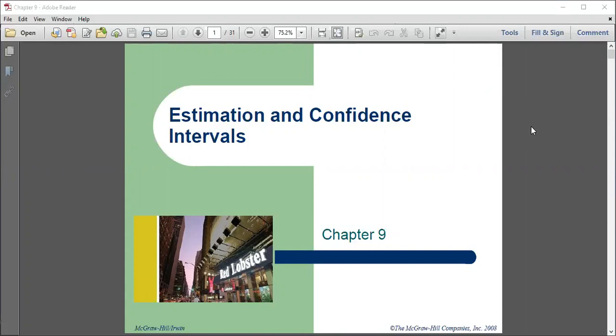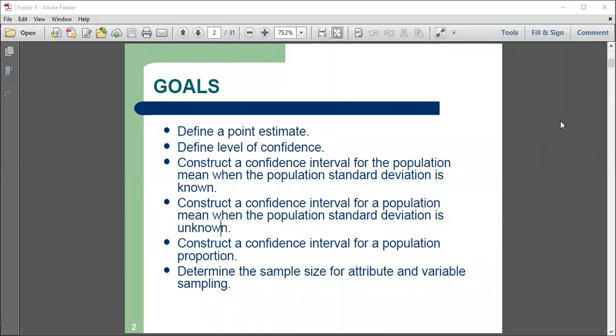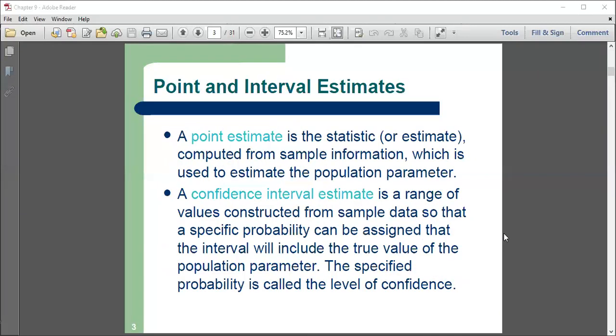Let's move on to the next slide and see the goals for this chapter. First, we will define the point estimate and the level of confidence. Then we will see how the confidence interval is constructed for the population mean when the standard deviation is known or unknown. And then we will see how to construct the confidence interval for a population proportion and how to determine the sample size for attribute and variable sampling. Let's see how we can define these terminologies.